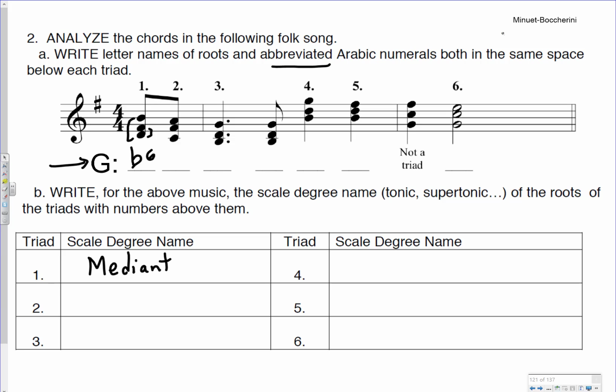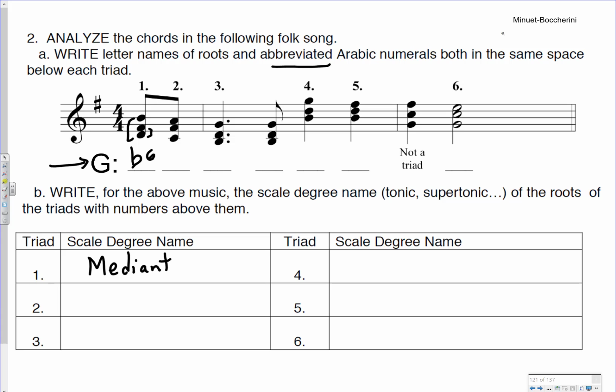Okay, college, now I'd like to take it one step further, and I want us to provide a Roman numeral analysis for these 6 triads. We're going to do the first one together. Keep in mind that our key is G major.